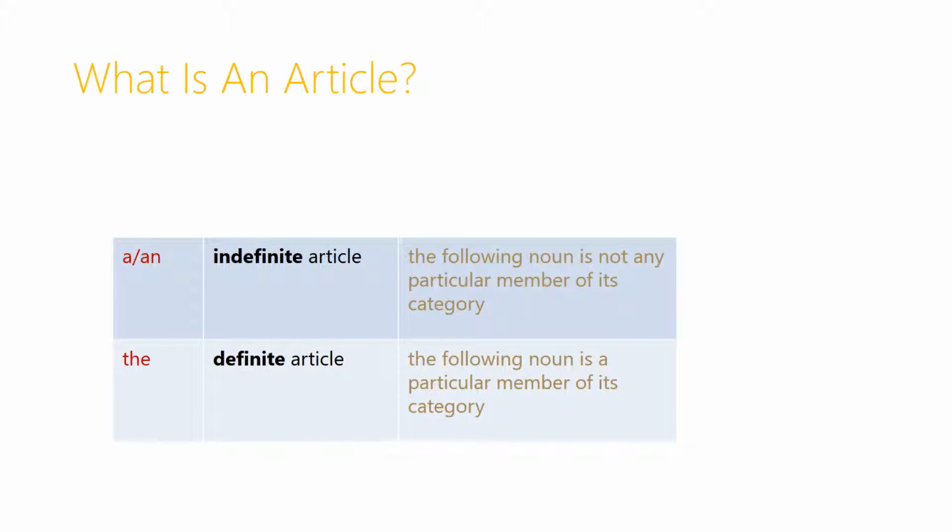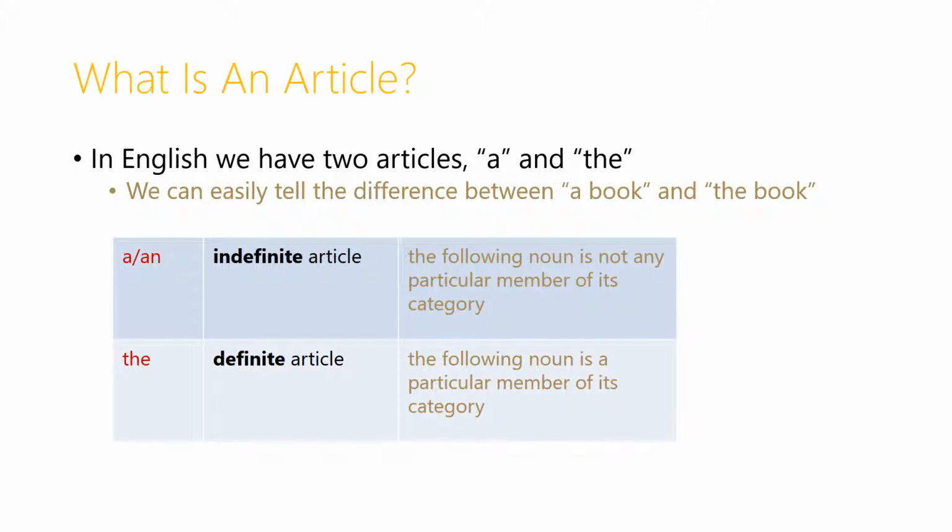What is an article? Well, in English we have two articles, a and the. And we can easily tell the difference between a book and the book. A or an is the indefinite article. That tells us that the following noun is not any particular member of its category. It's just any book in general, anything of that category in general.